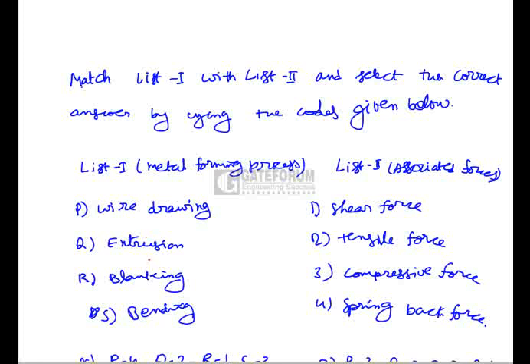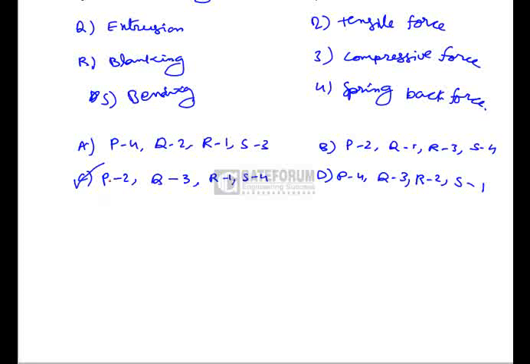Extrusion is associated with the compressive force, and blanking is nothing but a shearing operation, so it is associated with shear force. Bending is associated with the spring back force, because in bending we have some spring back force due to the stiffness of the material. So in the options, the correct option is C, because wire drawing is associated with tensile force, extrusion with compressive force, blanking with shear force, and bending with spring back force.